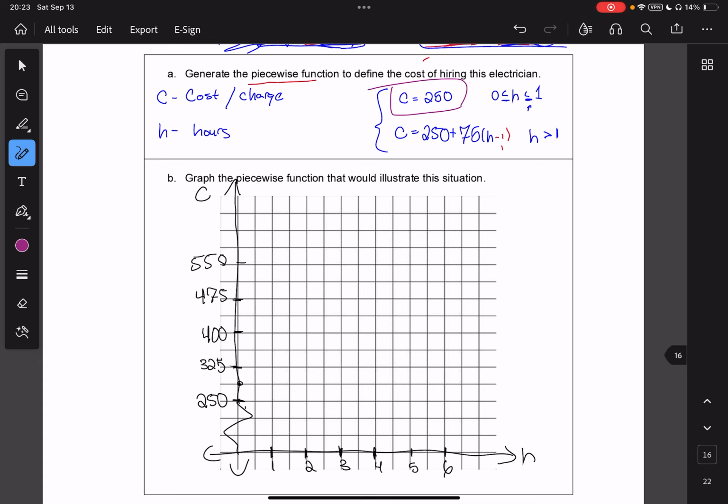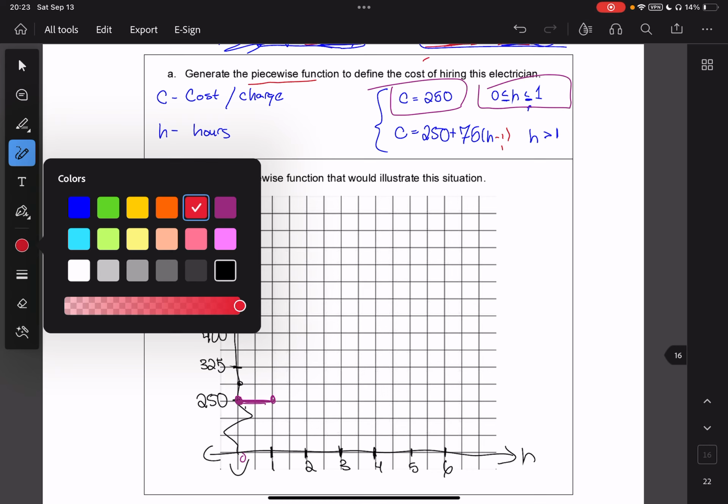Our first part of our piecewise function is 250, and the 250 is from 0 to 1. So when we have 0, it's at 250. When it goes from 0 to 1, it's still at 250. All these data points are 250. That's all that the first equation means. That's it. The second equation, though, is a bit different.